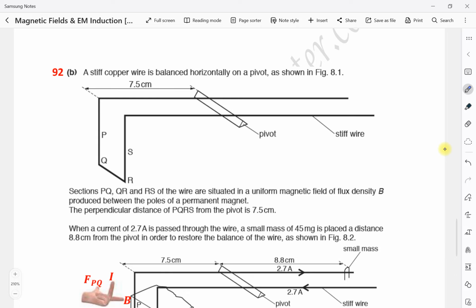A stiff copper wire is balanced horizontal on a pivot as shown in the figure here.